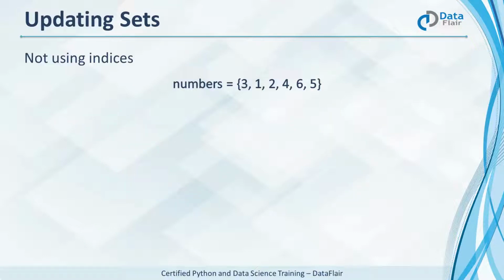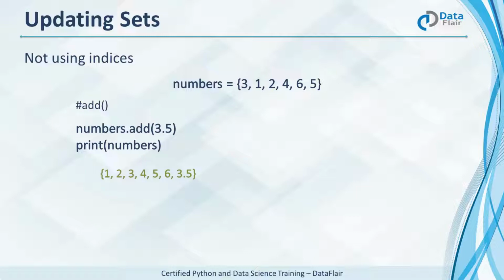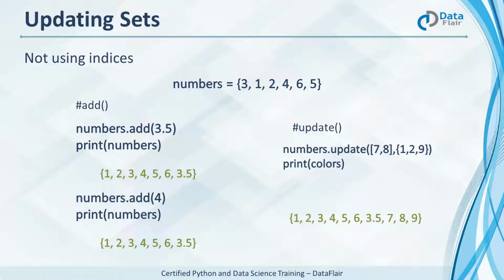To update a set, we can add an item to it, and again, but 4 is already in it, so okay. We can also update it to hold values from this list 7, 8 and the set 1 to 9.